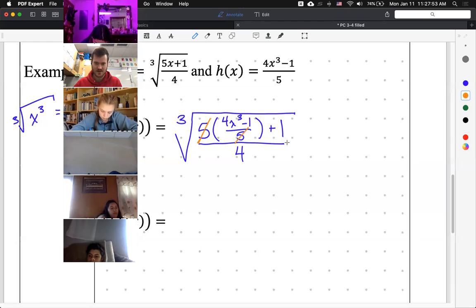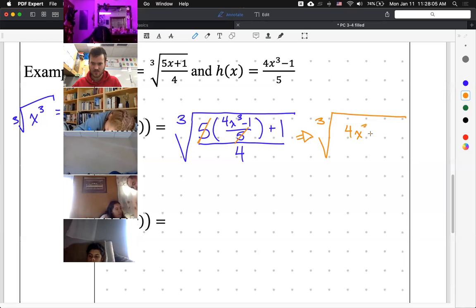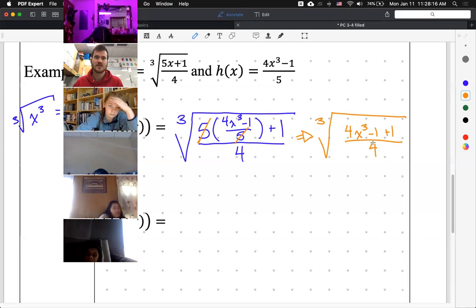5 is gone, 5 is gone, and our new function looks like this. You see how that giant cube root, why is my computer lagging so bad? It's annoying. Cube root of, now I have 4x cubed minus 1 plus 1 all over 4. All right, another step. Let's do rapid fire here. Ellery, go for it.